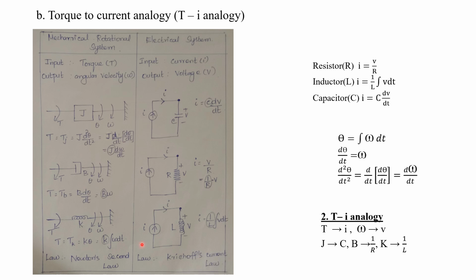Now these two are in a similar form, so we can equate K into 1 by L. Quantity wise, this elasticity coefficient K will be inversely proportional to the inductance value, or the elasticity coefficient K will be the reciprocal of the inductance value, but element wise we can equate the spring to an inductor in an electrical system.